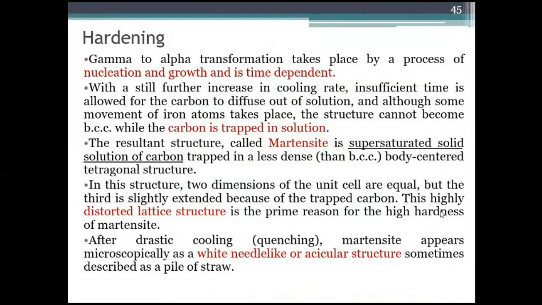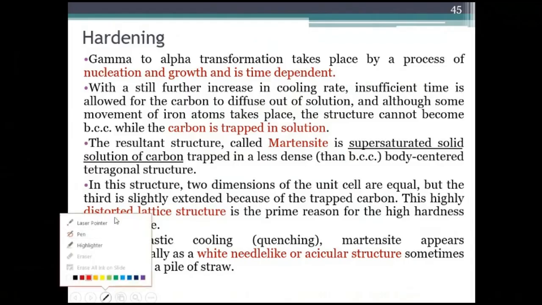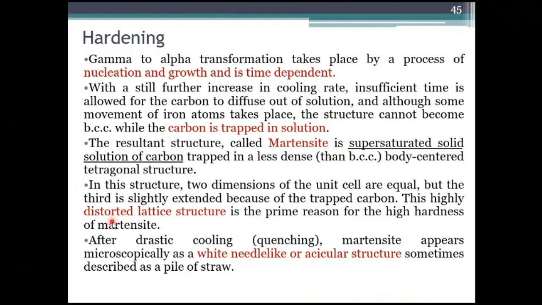Yes, sir. So quenching is nothing but, after heat treating, we take the solid and quench it in the liquid medium, which will form the needle-like or acicular structure, which will give you still more hardness, a more hardened type of steel. So that is what hardening is.